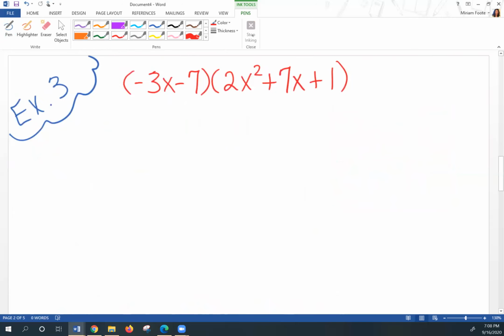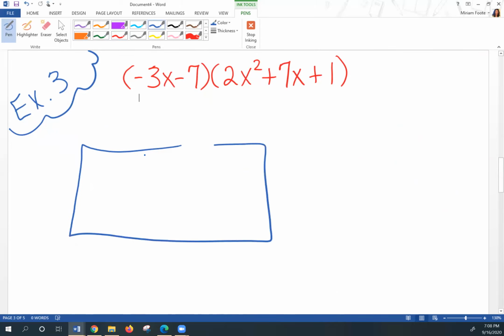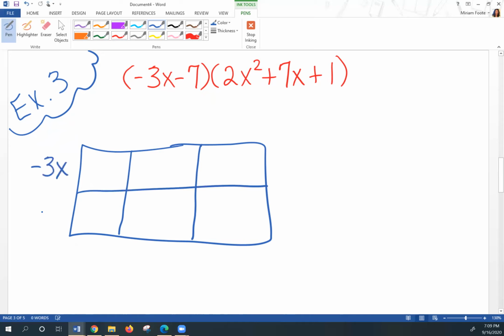What if I have something that looks like this? Well, same thing. This time I'm going to have a longer box because I have 1, 2, 3 columns, because that's the way I'm going to set it up. You don't have to set it up that way. And then I'm going to have 2 rows because I'm looking at 2 terms here. So that will be negative 3x minus 7. That's what's going down. And then going across, I'm going to have for the first column 2x squared, plus 7x for the second, and then plus 1 for the third.